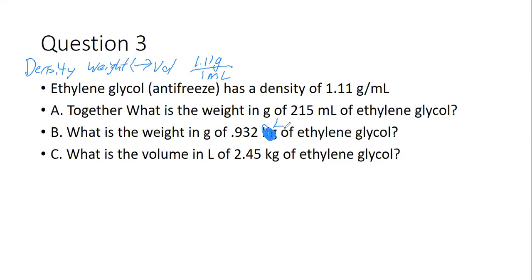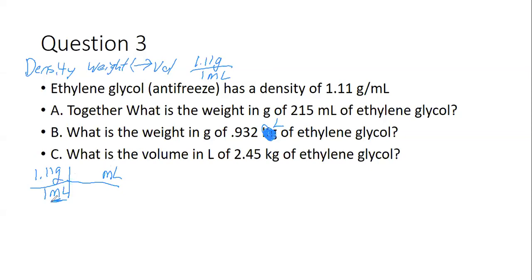All right, so let's start with our train tracks. We're going to start with the density. We have 1.11 grams of ethylene glycol for every 1 milliliter. And I want to know what's the weight in grams. So in my train tracks, I have milliliters on the bottom. I want to cancel out milliliters. And remember, with this system, if there's a unit at the bottom, to cancel it out, I need to put units at the top, the same unit. So I need to put milliliters at the top.